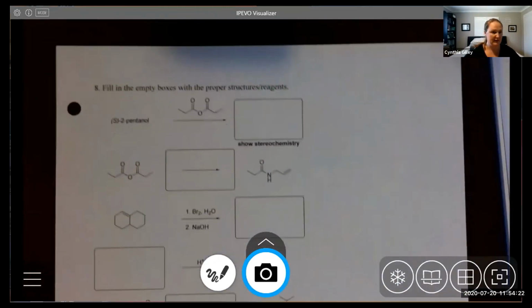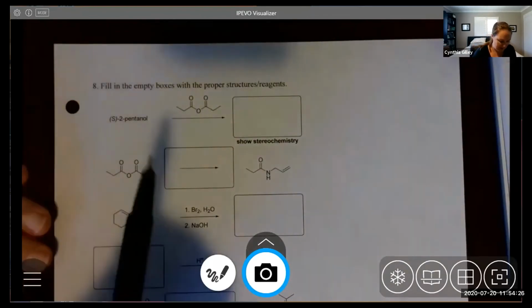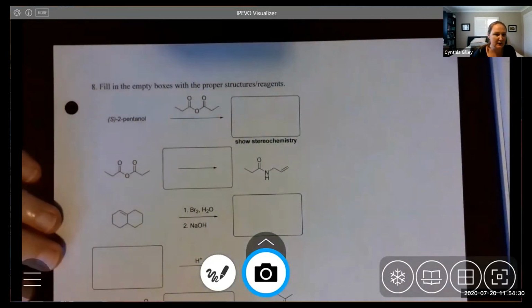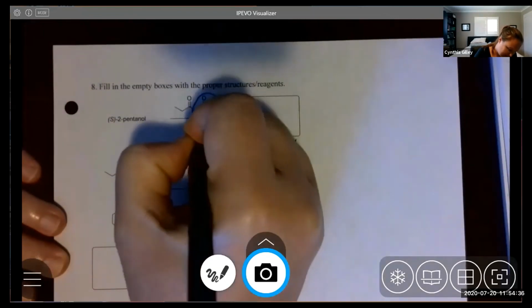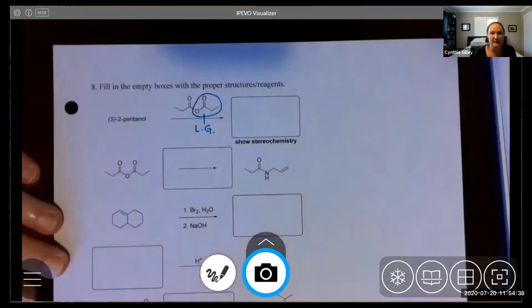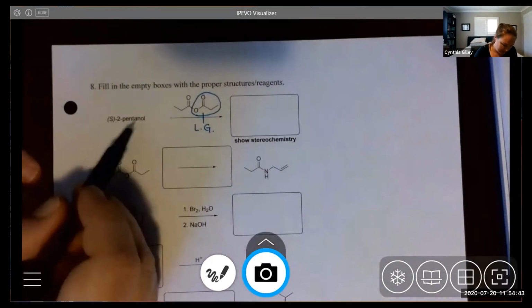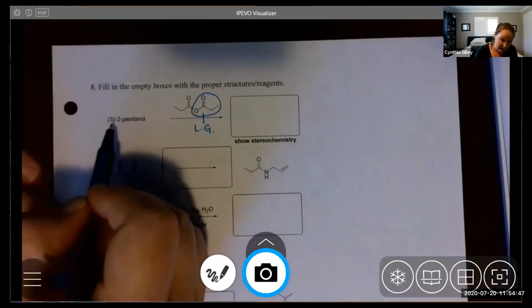Okay, so fill in the empty boxes with structures. Here we have an anhydride. Remember that anhydrides react similarly to acid chlorides, right? Half of this essentially is just going to be the leaving group. So we're introducing the acyl group onto the alcohol here, because this is an alcohol.